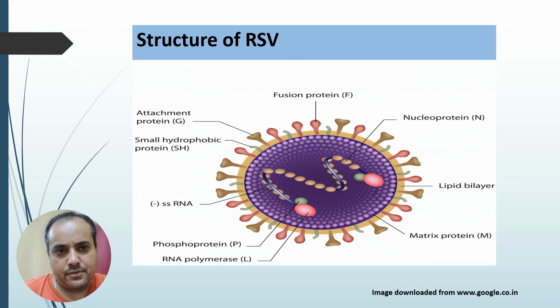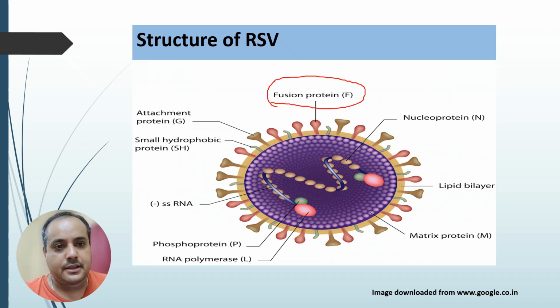Before we move further, if we look into the structure of RSV, this is the lipid bilayer of RSV. This lipid bilayer has a fusion protein, or the protein F, in it. Now this protein F is the target of most of the therapeutic agents which are active against the respiratory syncytial virus. So it's a very important therapeutic target, and this is the therapeutic target for Beyfortus as well.